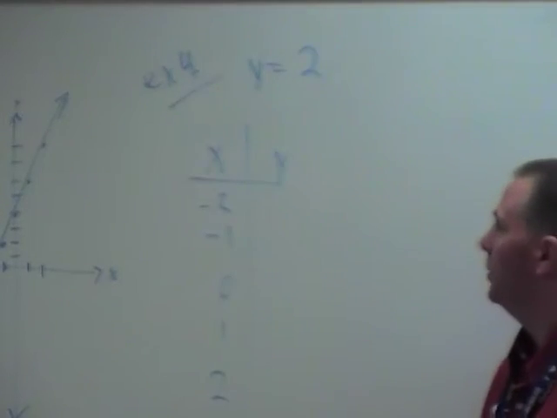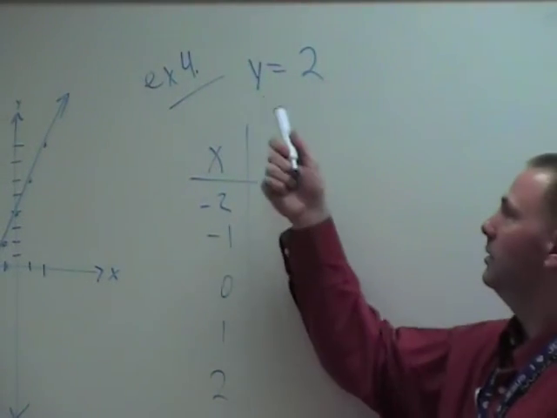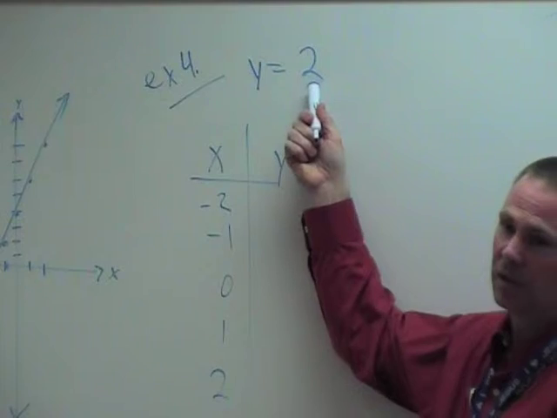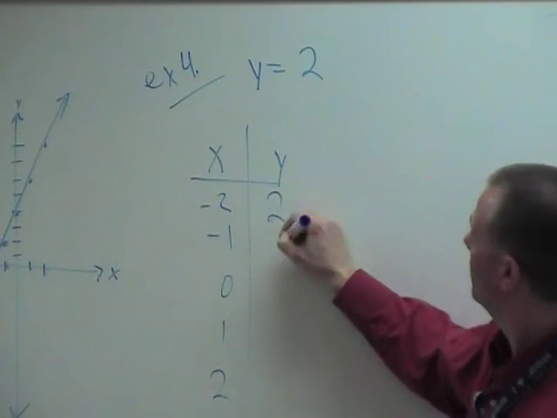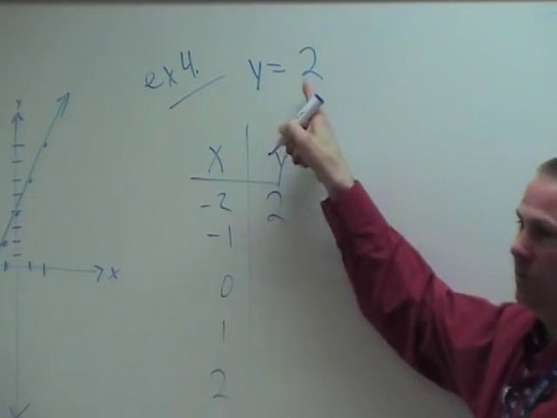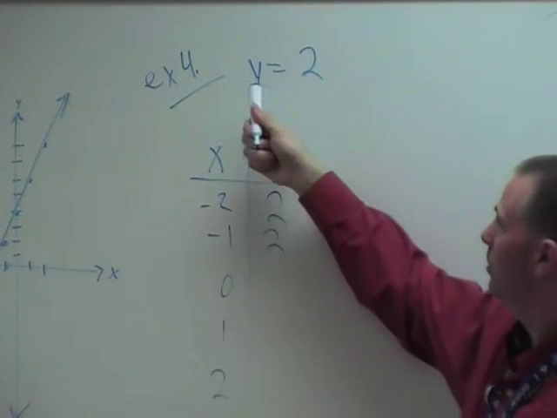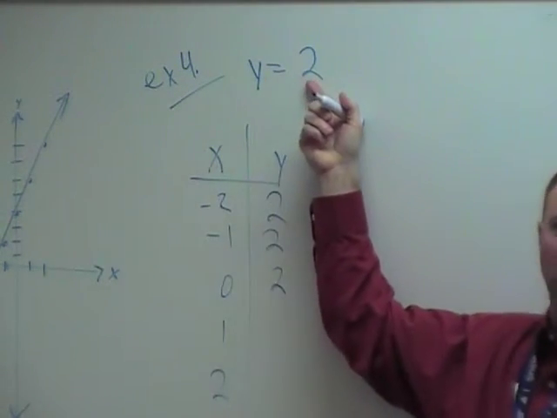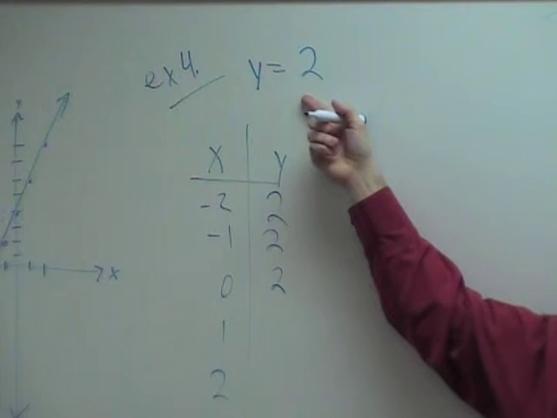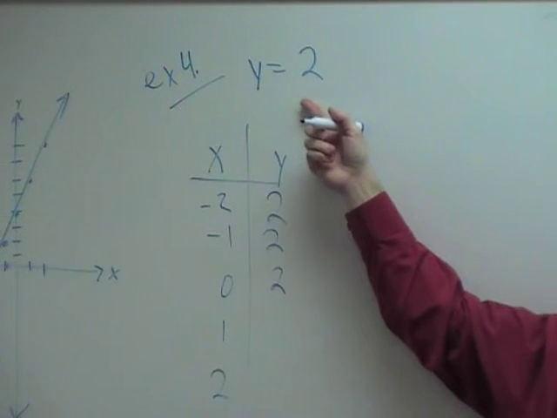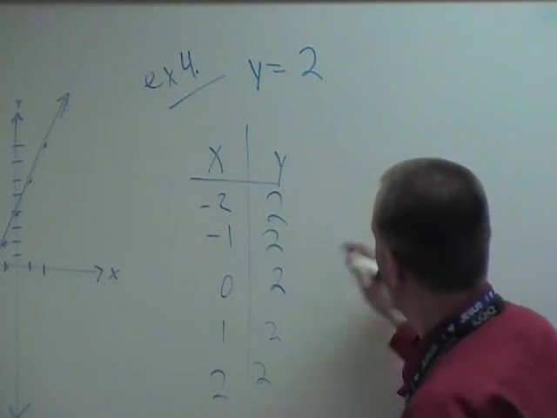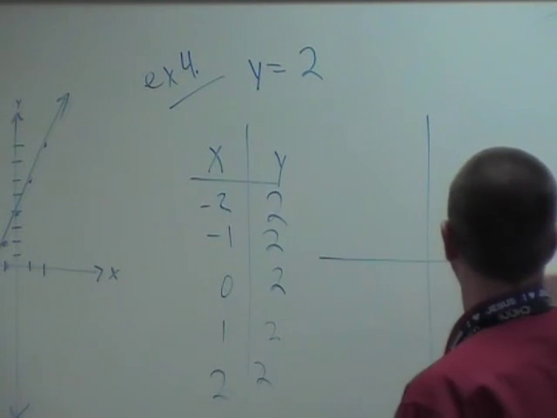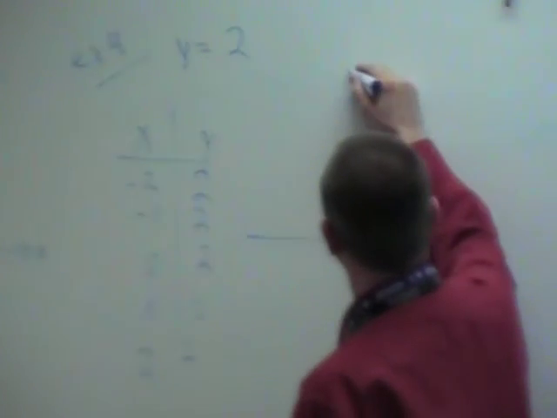When x is negative 2, y equals 2. When x is negative 1, y equals 2. When x is 0, y equals 2. Y equals 2 either way, for any value of x. So how do I graph that? Everybody graph it.